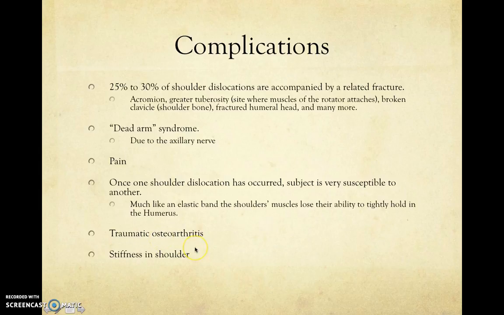Traumatic osteoarthritis is also very key. This is essentially pain that occurs after you've healed from the shoulder dislocation. Stiffness in the shoulder is also one of the big complications and can be quite annoying.